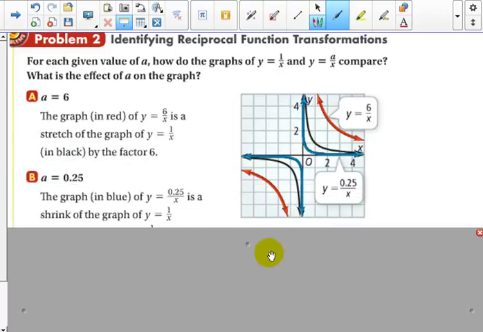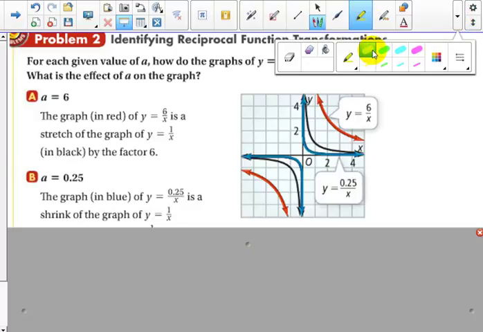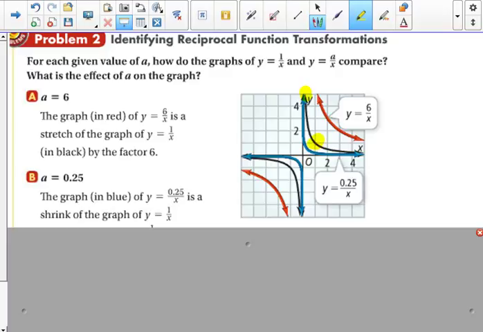So that's the one in black, the middle one here. Let me see if I can highlight it in yellow. Okay. So there's 1, 1, -1, -1, and at about 4, it's super, super close. So now let's just fill that in. Okay, there's my parent function in black. So that's the y equals 1 over x. Now, they want to know, how does y equals a over x compare for a equals 6? So it's going to be y equals 6 over x.